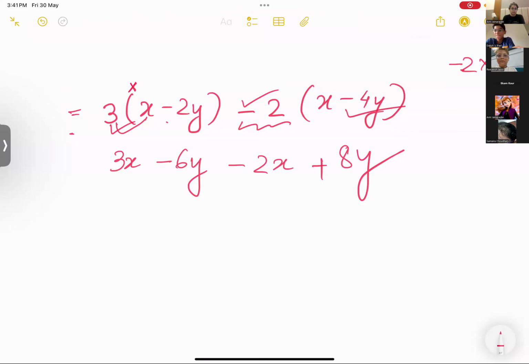Solve them. All the same term. 3x minus 2x, what will it be, Reyansh? Daksh? 1x. So I will write it as x. Minus 6y plus 8y is going to be what? Plus 2y. And this is the final answer.